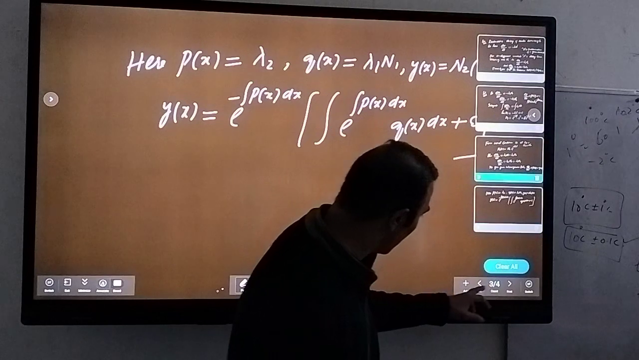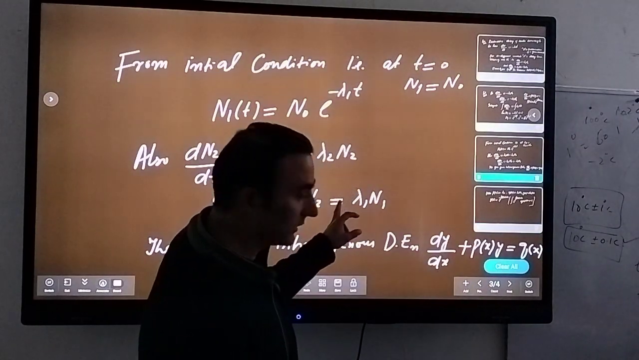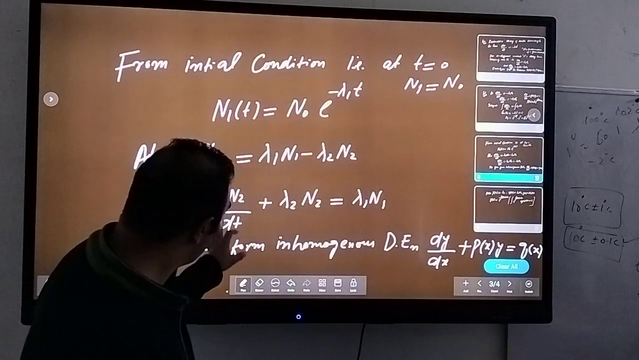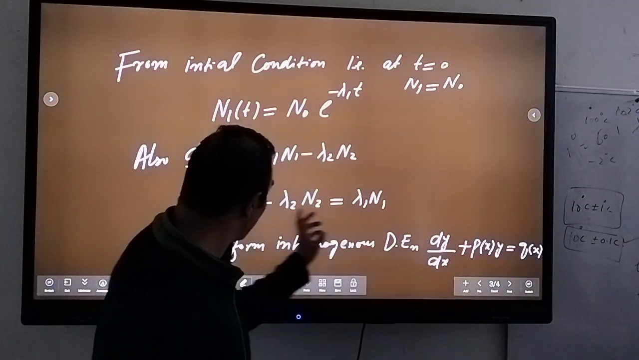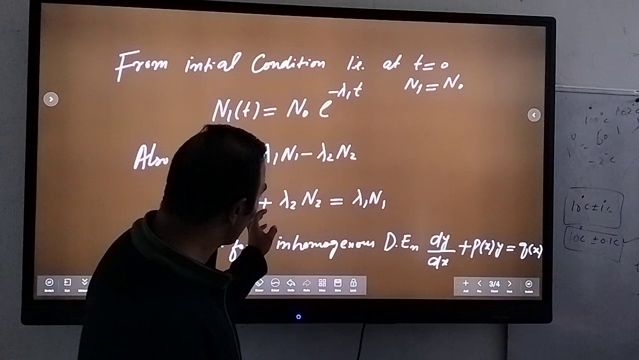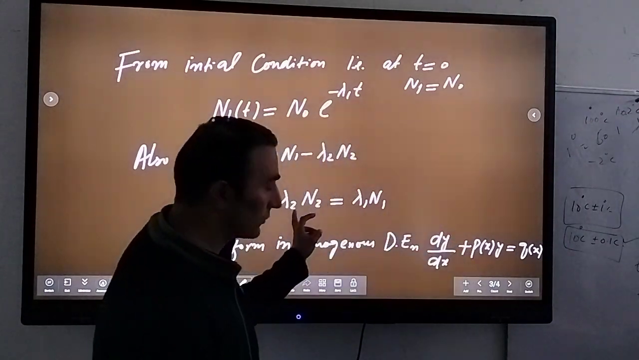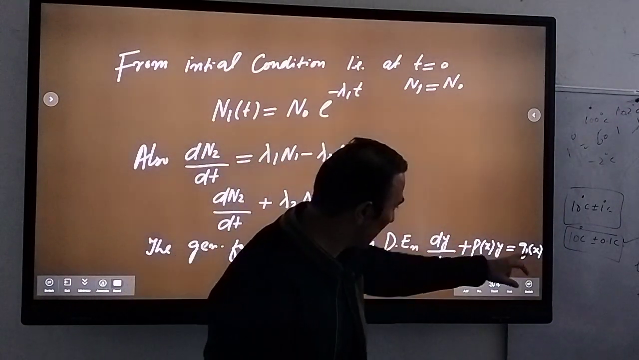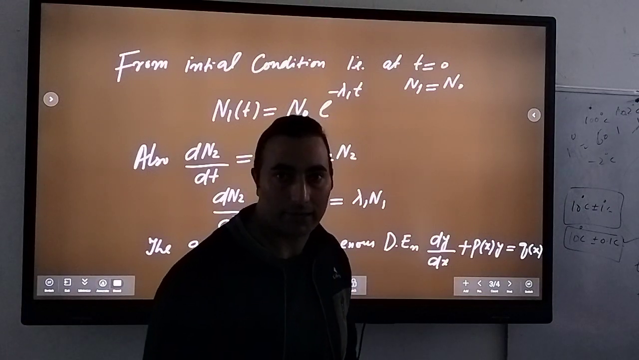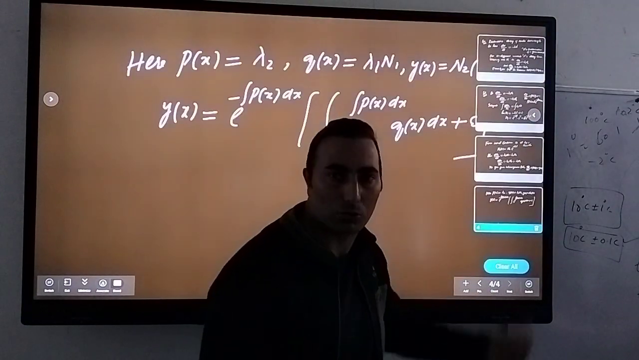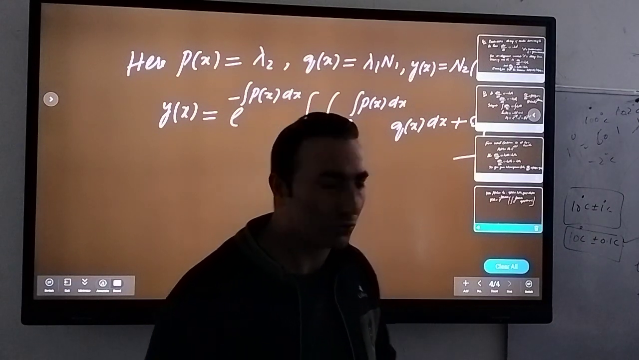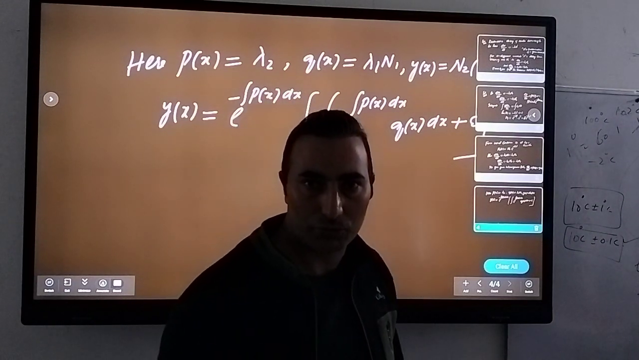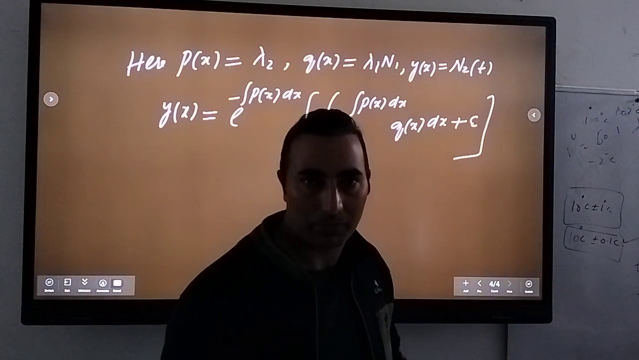When I compare this equation with this equation, because our d by dx here is d by dt, that means our y is n2 of t, our p of x is lambda 2, and q of x equals lambda 1 n1, right? So we can write the solution directly. No need to derive it because we have already done that in our classes. So better to write directly the solution for this kind of differential equation.